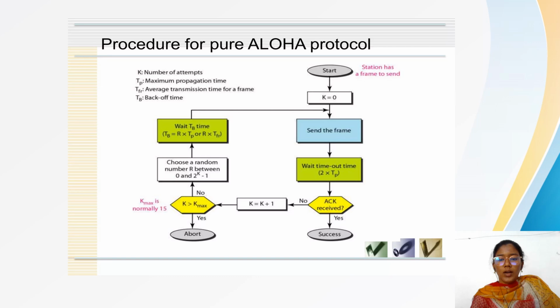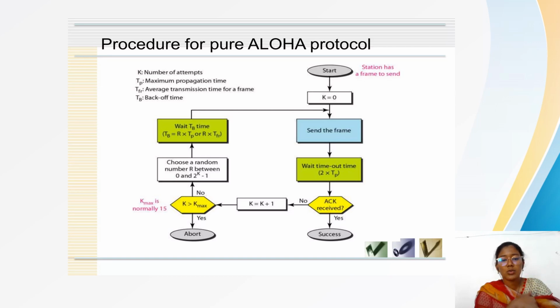Initially the K value is 0 and we send a frame from the station and we wait for a propagation time, 2 times Tp, for the acknowledgement. If an acknowledgement is received, the process is completed; the frame came from the station and was sent in a proper way. If not, K is increased by 1 and we check whether K is greater than K maximum. Normally the K maximum value is 15. If K is greater than K maximum, we can get out of this loop.